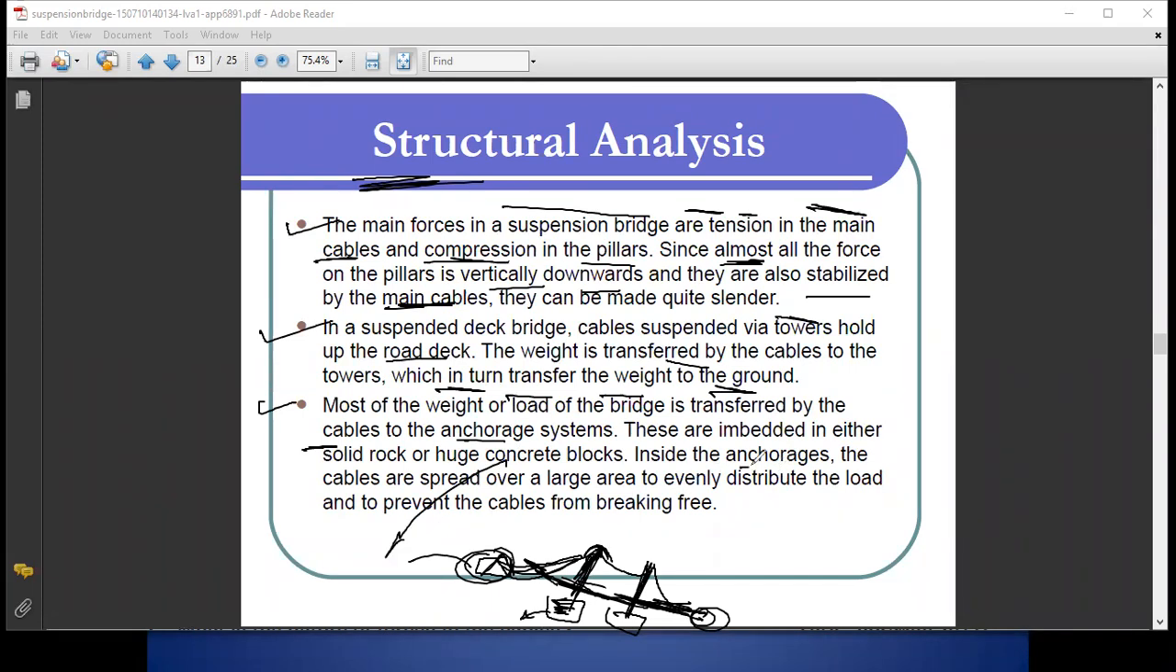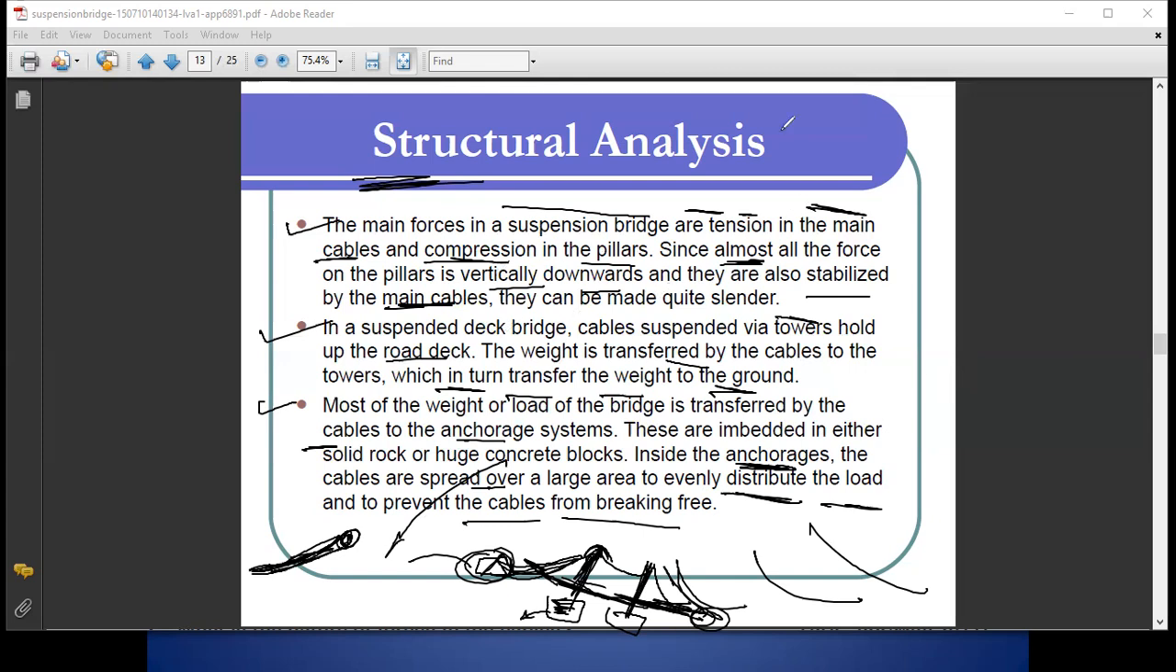So inside the anchorage, the cables are spread over the wider area to evenly distribute the load and prevent the cables from breaking free. On this side, whichever anchor cables you have, they are spread over the larger or wider area to prevent the cables from breaking free, right? So these are some important points regarding the structural analysis of the elements of the suspension bridge.